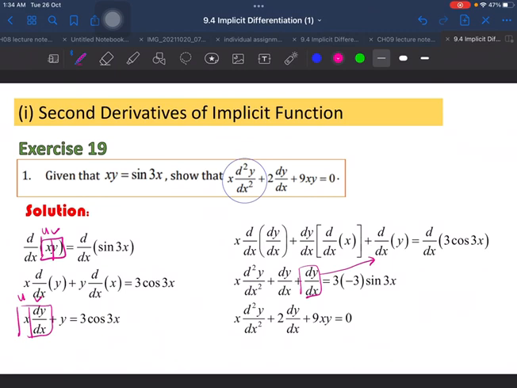Okay, sin 3x is actually equal to xy. And then we simplify, we get x d square y over dx square plus 2 dy over dx plus 9xy. When we substitute sin 3x, ataupun kita tukar sin 3x as xy, and then show.